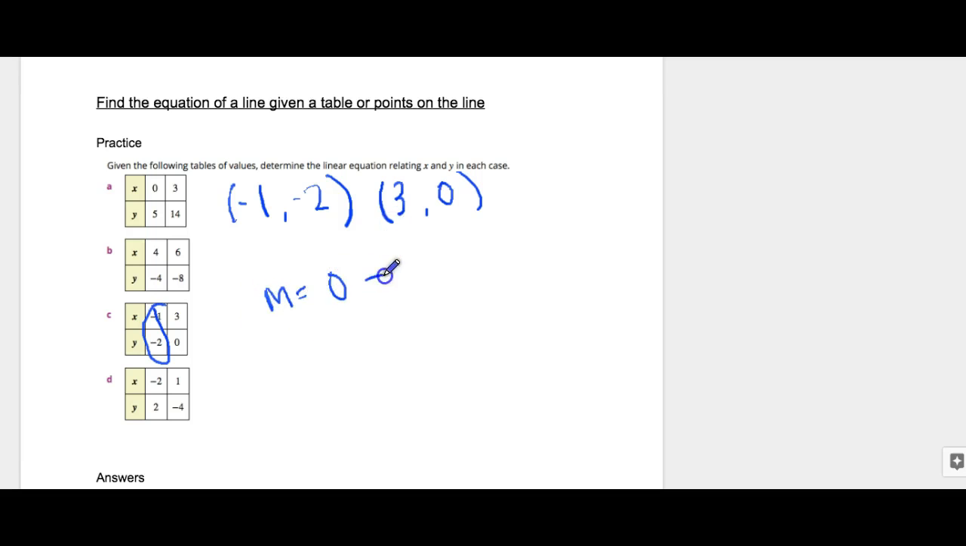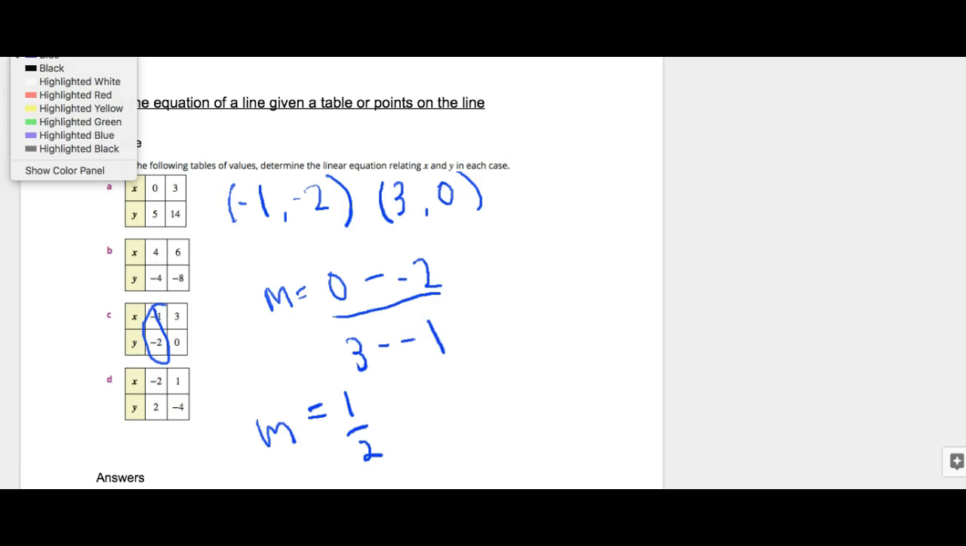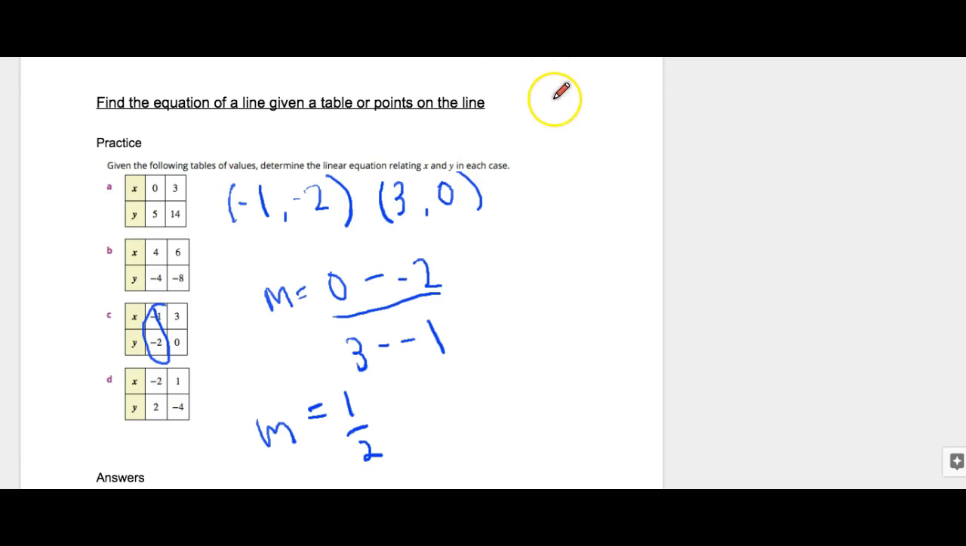m equals 0 minus -2 over 3 minus -1. So this is +2, this is 4, so it becomes a half. Okay, so our gradient in this case is a half. Now the other method of getting the equation, and some of you may have seen this, I don't know whether your teacher taught it to you last year. I know some people go to an external tutor, so you may have seen this equation.